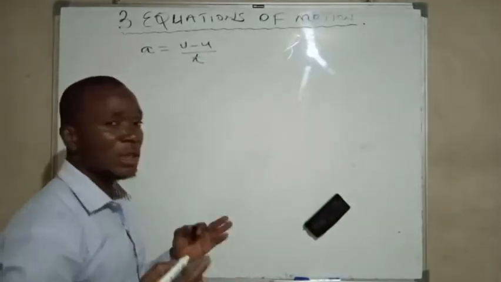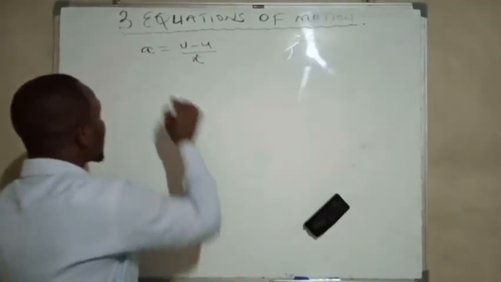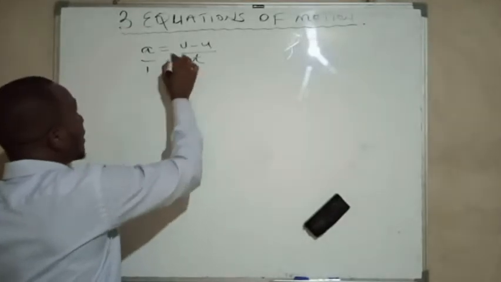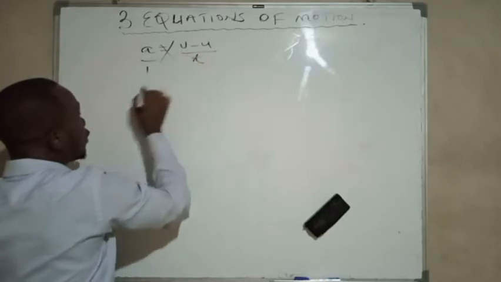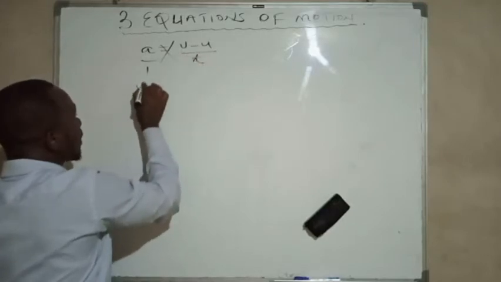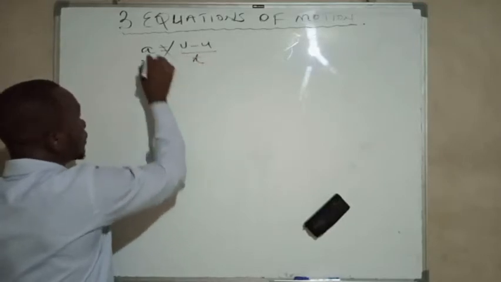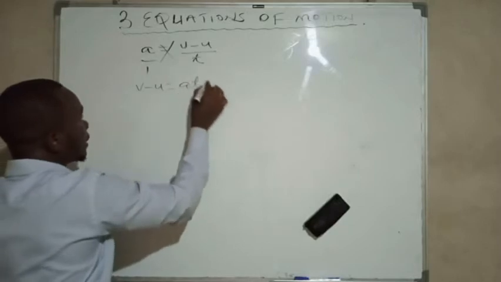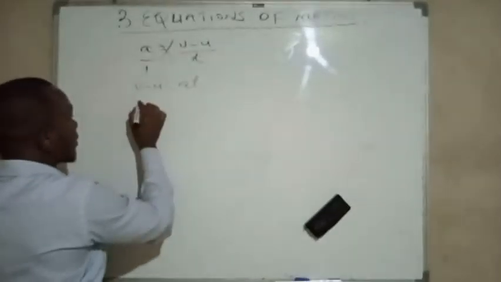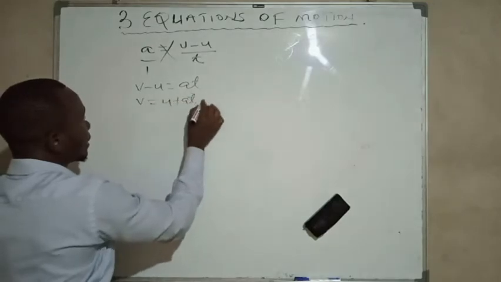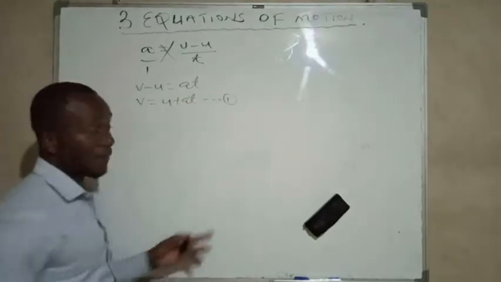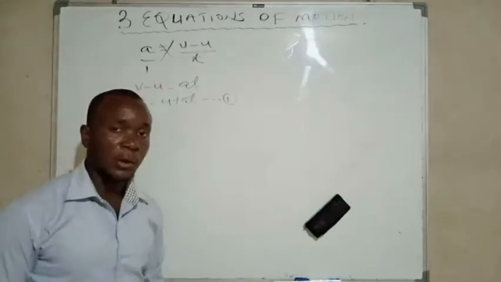So the first equation of motion is derived from this one, where I will just make v the subject. So v minus u times 1, we're going to have v minus u is equal to this times this, at. And when this crosses the equal sign, we're going to have v is equal to u plus at. And this is the first equation of motion.